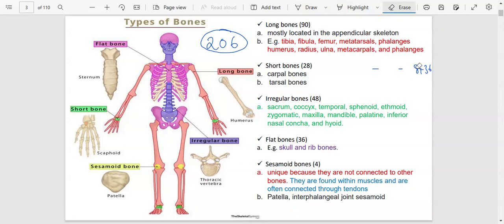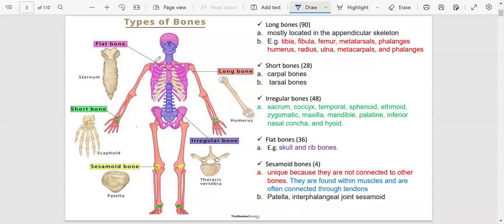Now, what are long bones? Long bones are mostly located in the appendicular skeleton. The skeleton itself is divided into the axial skeleton and the appendicular skeleton. The appendicular is where we find the hands and the legs, those long parts. That's the appendicular skeleton.